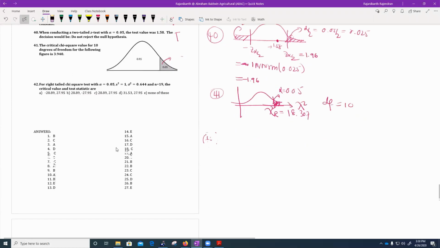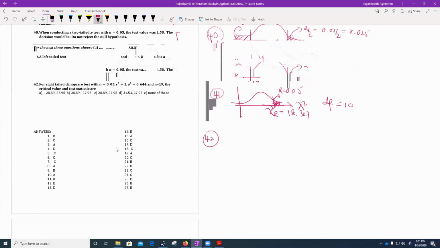So we are at the last problem. For a right-tailed chi-square test with alpha 0.05, the sample variance is 1, the population variance is 0.644, and the sample size is 19. Then what are the critical value and the test statistic? So if you draw a picture for this, this is a right tail test, so you have alpha here. The problem says that alpha is 0.05 with the degrees of freedom now 18. So that means you will find the chi-square right value. Let's look at my table there.